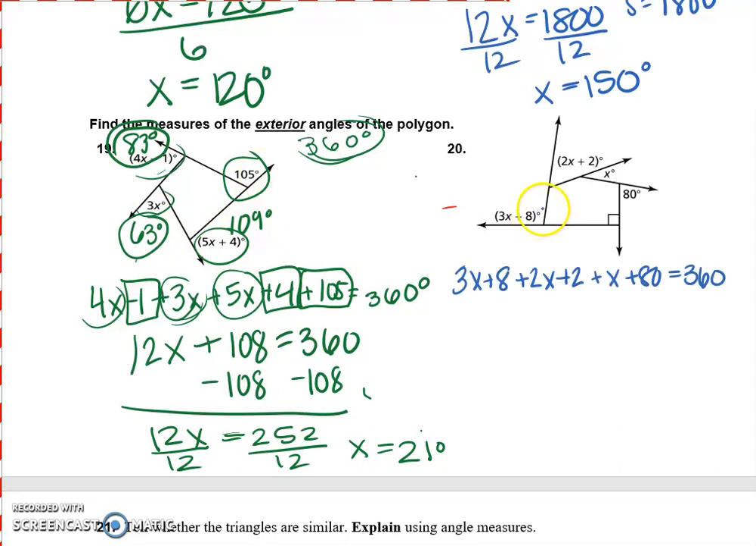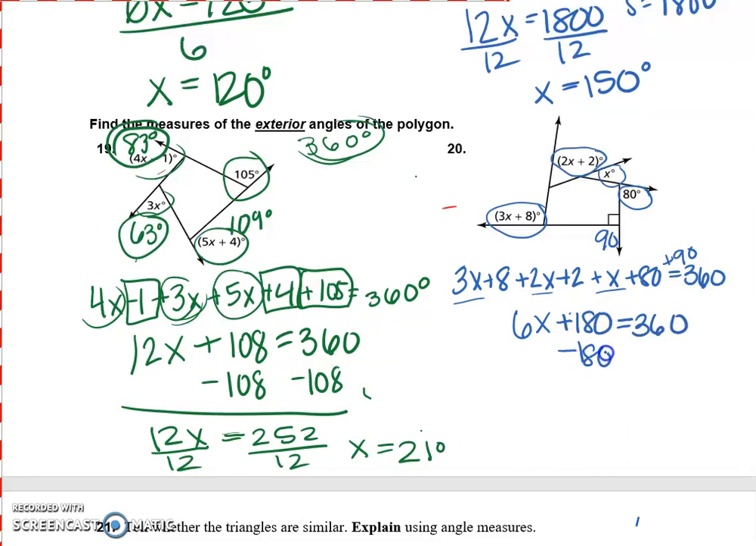Right, this next one, all I did was take 3x plus 8 plus 2x plus 12 plus x plus 80 and add it up to 360. When you combine your like terms, you have 3x and 2x and x, which is 6x. 8, 2, ooh, I forgot this 90 degrees in here too. So 8, 2, 80, and 90 adds up to 180. So I have 6x plus 180 equals 360. Subtract 180 from both sides. 6x equals 180. Divide by 6. And x is equal to 30 degrees.